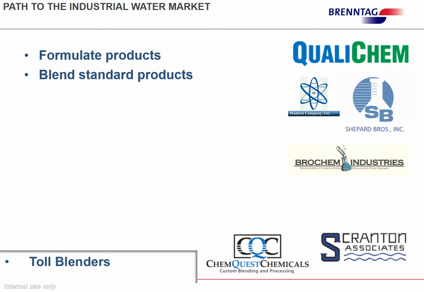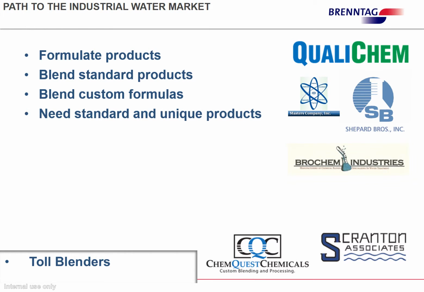They can blend what they call standard products. A company like Scranton or Qualichem may have their own line of cooling water and boiler treatment products. Or they can blend custom formulations. One of their customers may come to them and say, hey, I need this product in such a manner, and they can make it for them. They'll need standard and unique products.